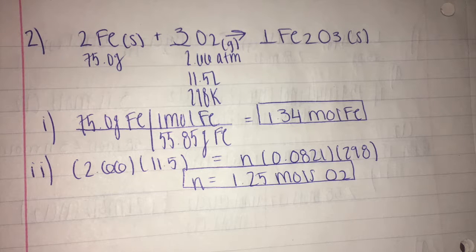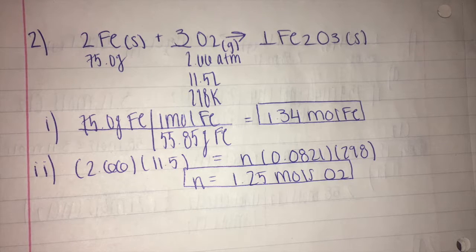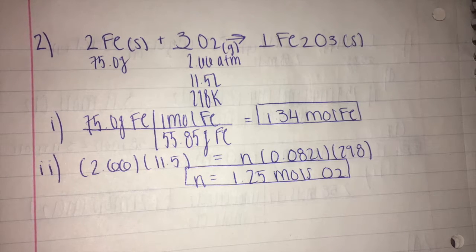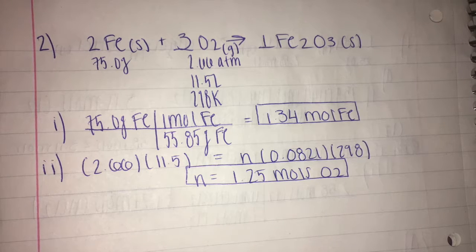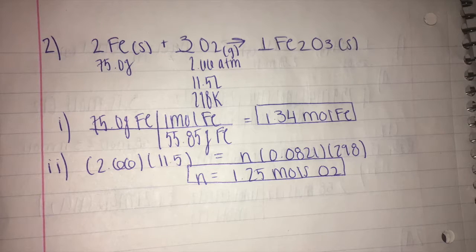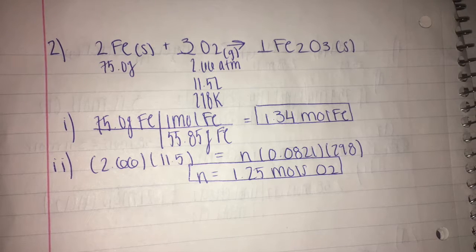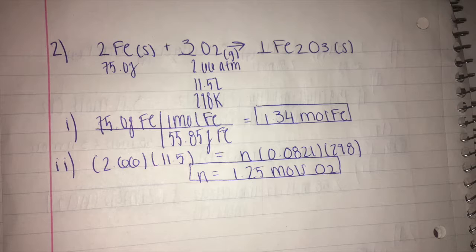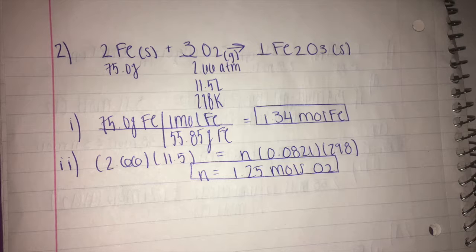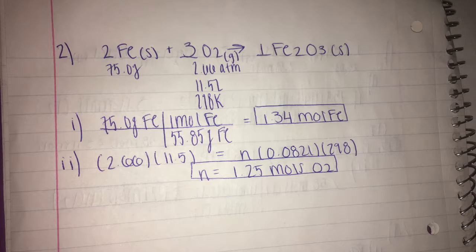To solve for moles of iron, I use a simple stoichiometry problem, dividing 75 grams of iron by its molar mass of 55.85 grams, and got 1.34 moles of iron. Since we are not given any mass for oxygen, I use the equation PV equals nRT to solve for n moles. I plug in 2.66 atmospheres for pressure, 11.5 liters for volume, 298 Kelvin for temperature, and R is a gas constant of 0.0821. I solve for n and find that there is 1.25 moles of oxygen gas.